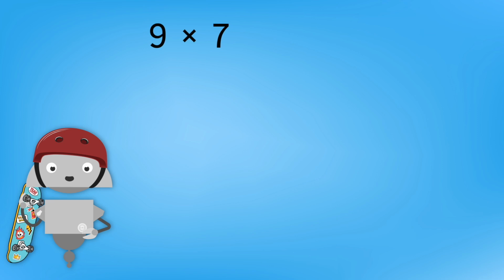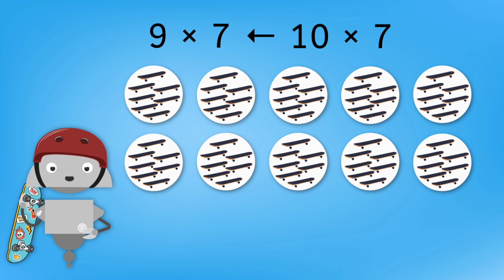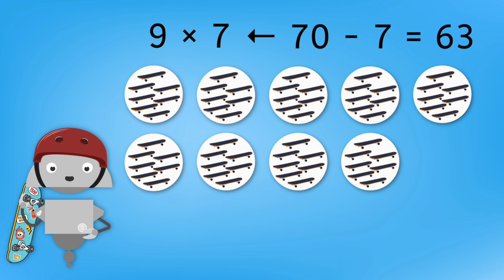And what about solving 9 times 7? How could we use the answer to 10 times 7 to figure out 9 times 7? Well, 10 times 7 is 10 groups of 7, so that means 9 times 7 is just one less group. So the answer must be 7 less. 70 minus 7 equals 63, so 9 times 7 equals 63.